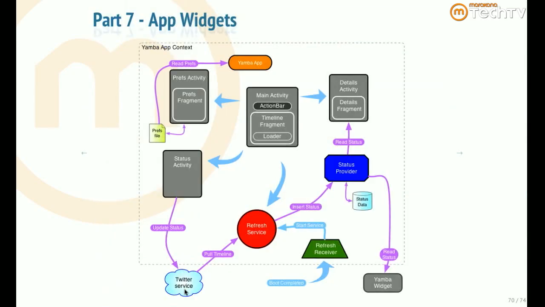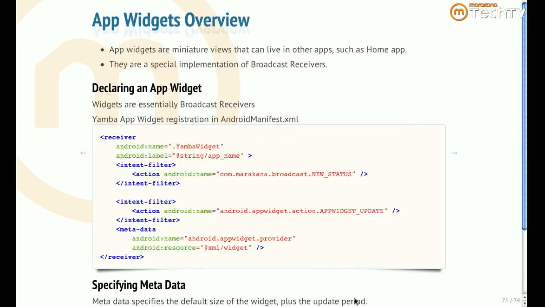So the final seventh part of Yamba is going to be this part in the bottom right corner, where we're adding an app widget. An app widget is one of those little things that you put on the home screen that shows you what's going on, right? It could be the little weather widget, or a new voicemail widget, or one of those things that you have on the home screen. Or it could be just a clock, right? So what we're going to do here is implement it.